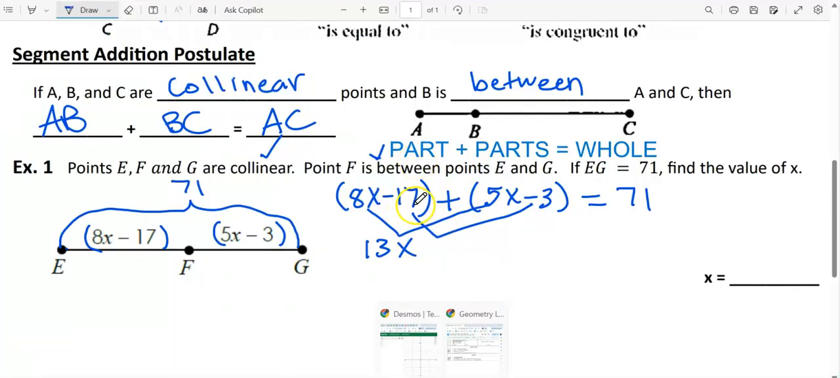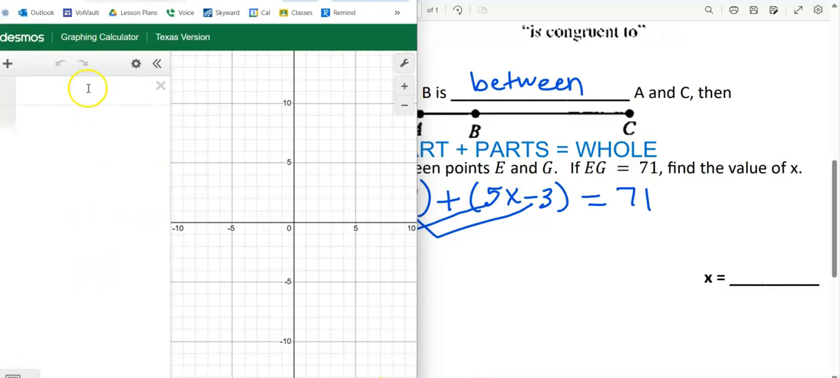Reminder, you're allowed to use Desmos, so negative 17 minus 3, if you need to. Don't forget the negative goes with the number, okay? So negative 20 is what we get.